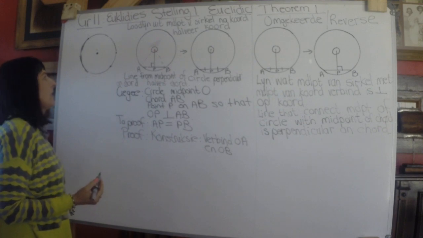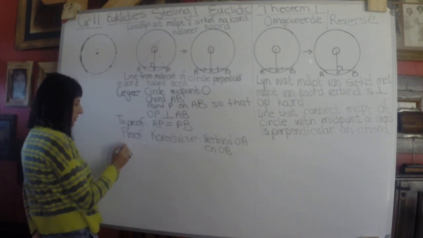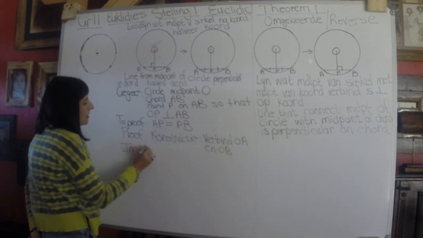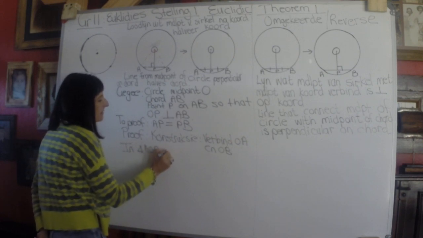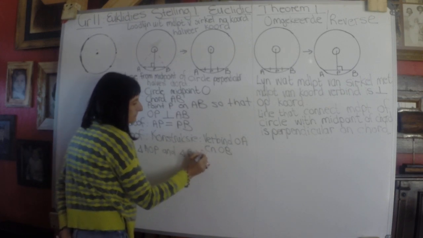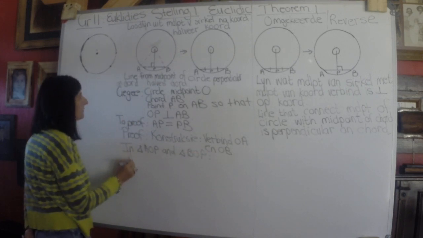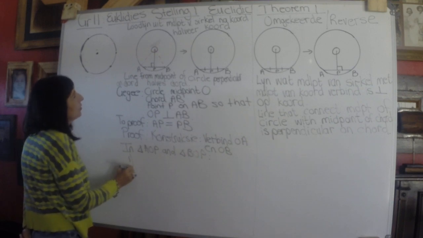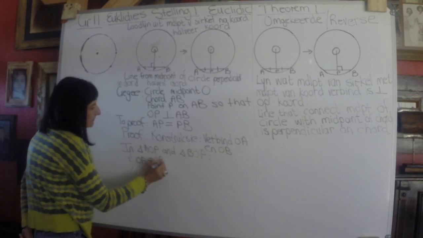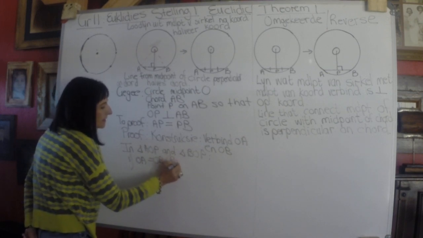Now we can start our proof. So we are going to do congruency in triangle AOP and triangle BOP. Double point. Number 1. We know that OA equals OB. Why? It's radii.